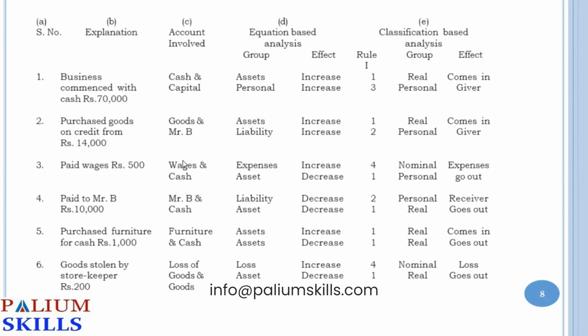Paid wages. Wages is an expense. Cash is an asset. So cash is going out. Debit what comes in, credit what goes out. So cash will go out.